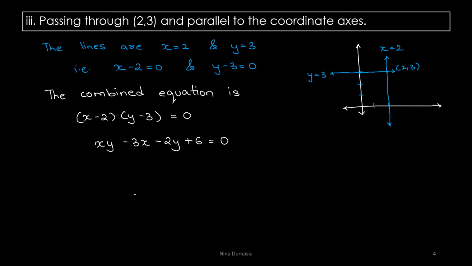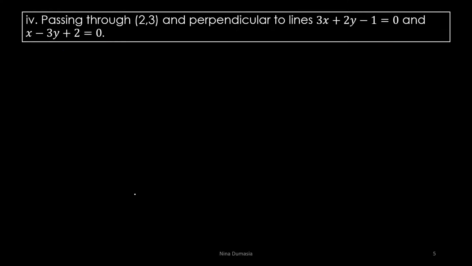Let us do the next subpart now. We have two lines that are passing through 2, 3 and perpendicular to the lines 3x plus 2y minus 1 is equal to 0 and x minus 3y plus 2 is equal to 0. So here we again have to find the equations of the lines. Now the first thing that you have to understand is, we are given that we have two lines, okay.